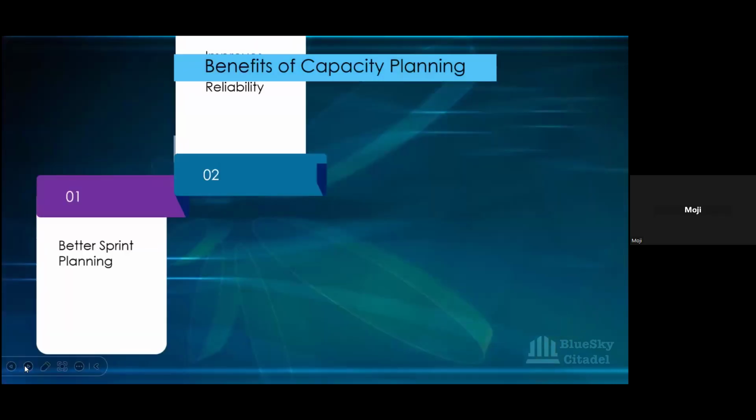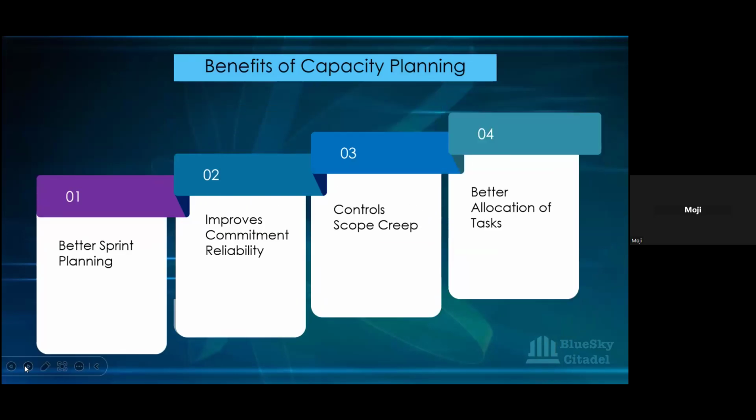Excuse me. So we want to look at the benefits. Why do we do this? Why do we need to do capacity planning? The first one is better sprint planning. I said it earlier on. It helps the team to know what they can commit to. If we know the capacity, if we know the number of team members that are available, we'll be able to know what we're committing to.